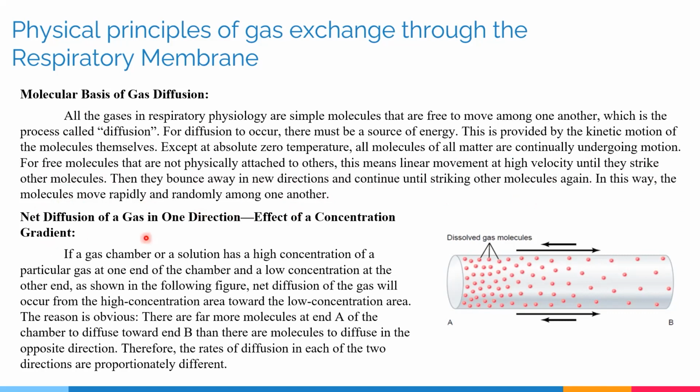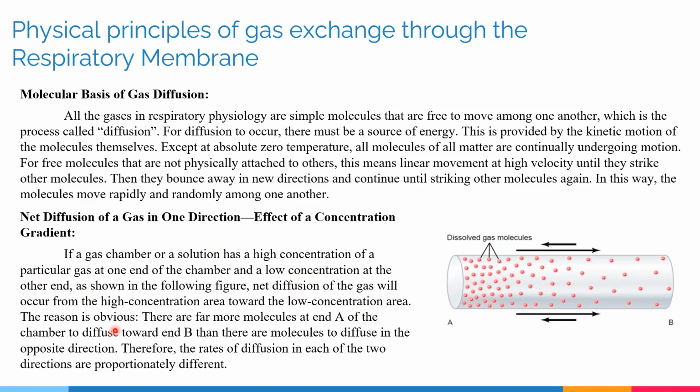The net diffusion of a gas in one direction is essentially an effect of the concentration gradient of the gas. If a gas chamber or solution has a high concentration of a particular gas at one end of the chamber and a low concentration at the other end, as shown in this figure right here, net diffusion of gas will occur from the high concentration area toward the low concentration.